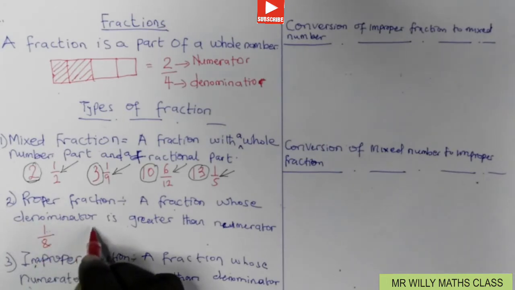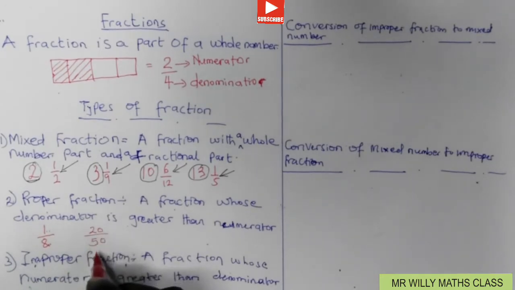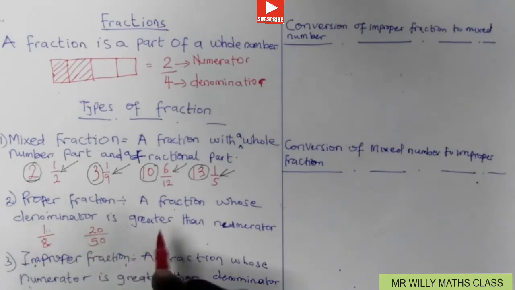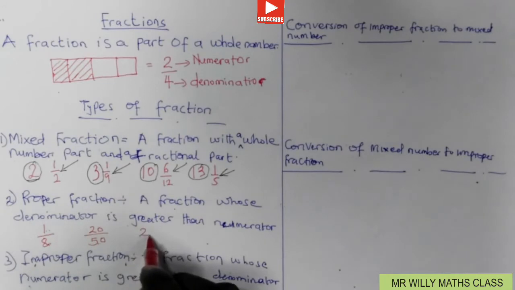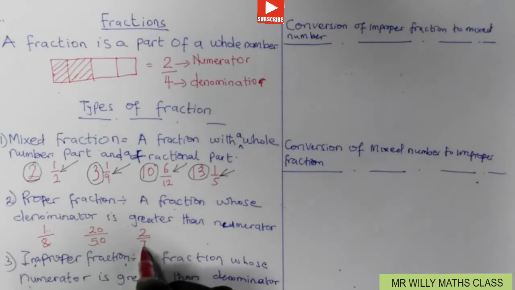Another example is 20 over 50. In this fraction, the denominator is 50, while the numerator is 20. The denominator is greater than the numerator. Another example is 2 over 7. Your 7 is your what? Is your denominator, while 2 is the numerator. You can see that 7 is greater than 2.